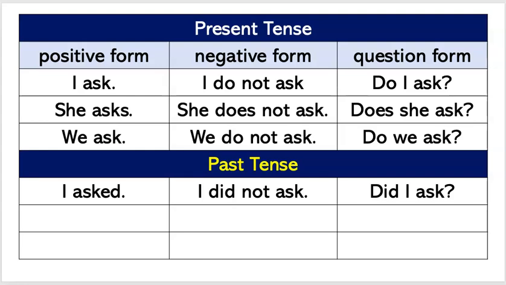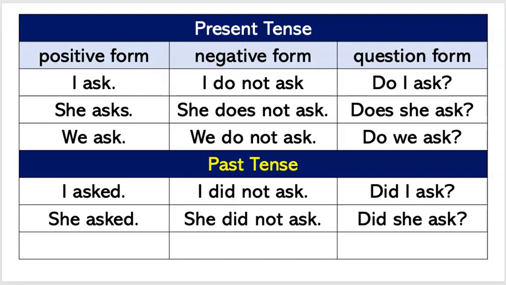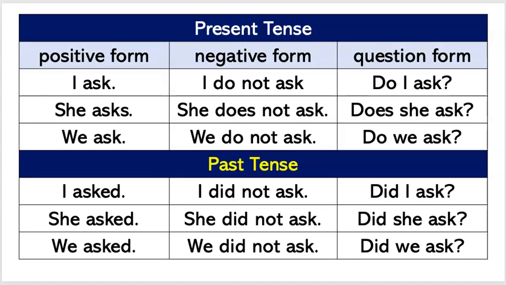Let's continue. She asked, she did not ask. Did she ask? We asked, we did not ask. Did we ask? Let's look at contractions because native speakers use them all the time.